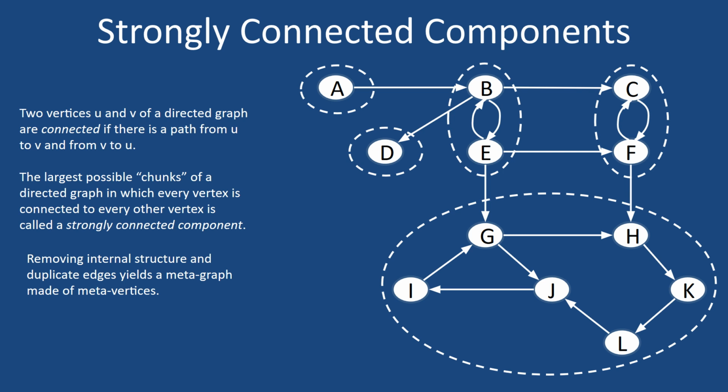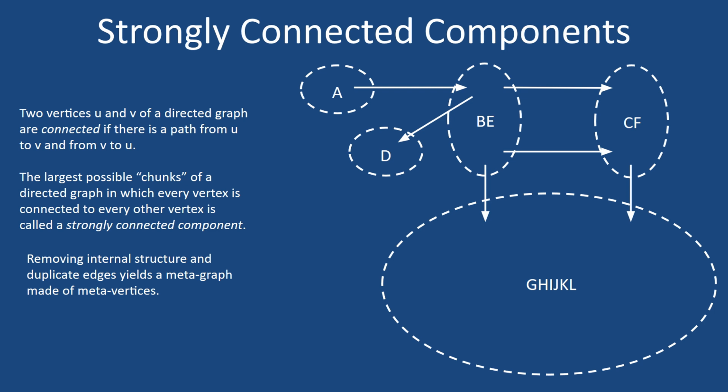Now, if you take the strongly connected components, I've got dotted lines around them. What we're going to do is define a new graph called the metagraph. To do the metagraph, what we do is first remove the internal structure, and if there are any duplicate edges between vertices in this simplified view, we eliminate them. So are there any redundant edges in this metagraph here? Right, there are two from BE to CF. You normally wouldn't see that, so we'll get rid of them, just leave one.